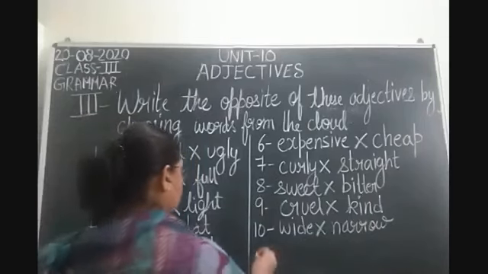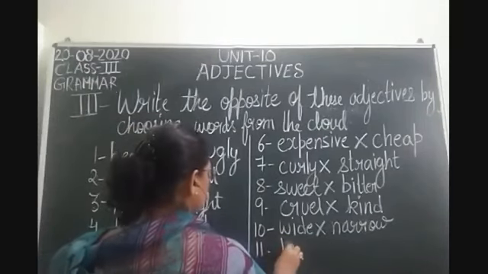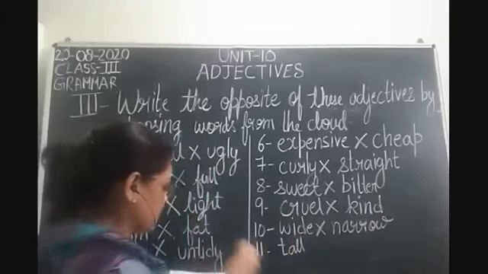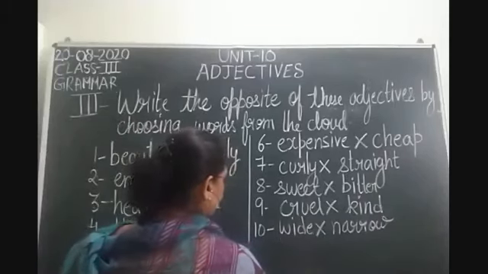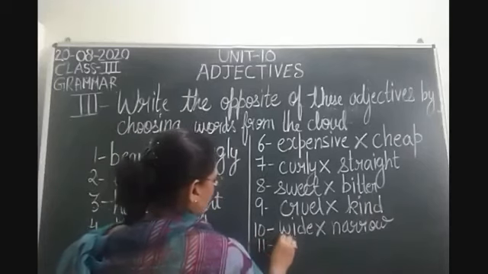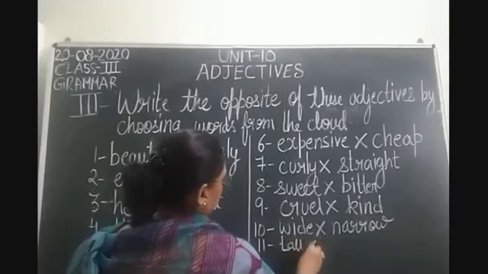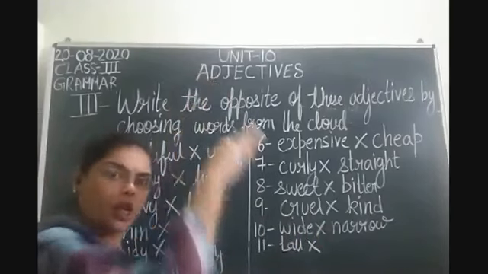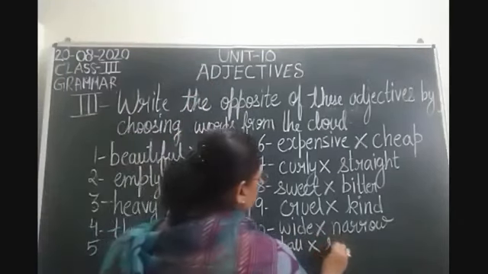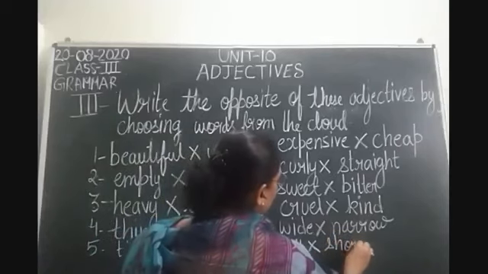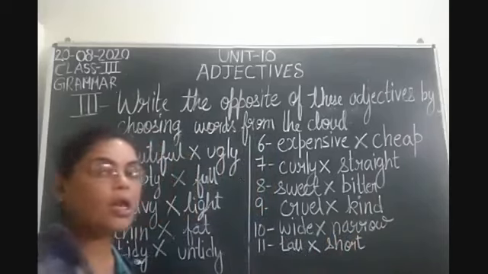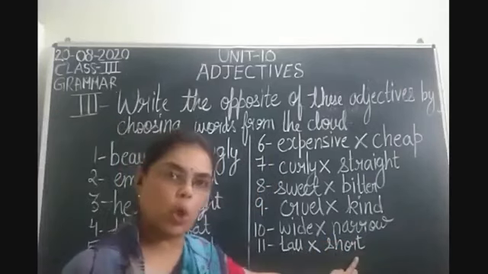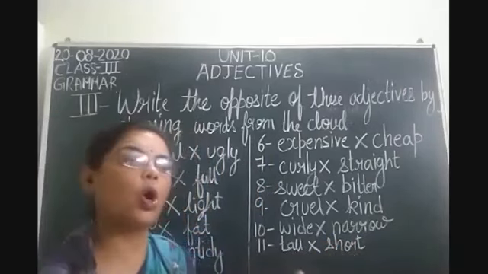Then the 11th word is tall. And the opposite of tall is short. Tall, short. Short, tall. T-A-L-L, tall. S-H-O-R-T, short. Tall, short, short, tall.